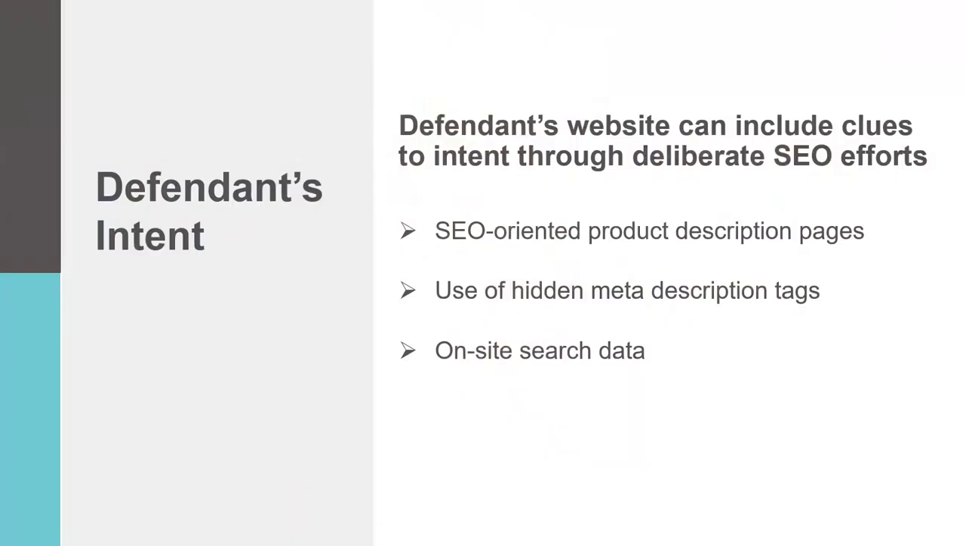Evidence from a defendant's website can also show intent. For example, it's possible to analyze whether a defendant intentionally inserted the plaintiff's trademark on its website in product description pages and meta description tags, or allowed search engines to index internal search pages. These efforts could show a defendant was actively seeking to improve its rankings in search results for a plaintiff's products. This kind of deliberate action could be used as evidence of intent.